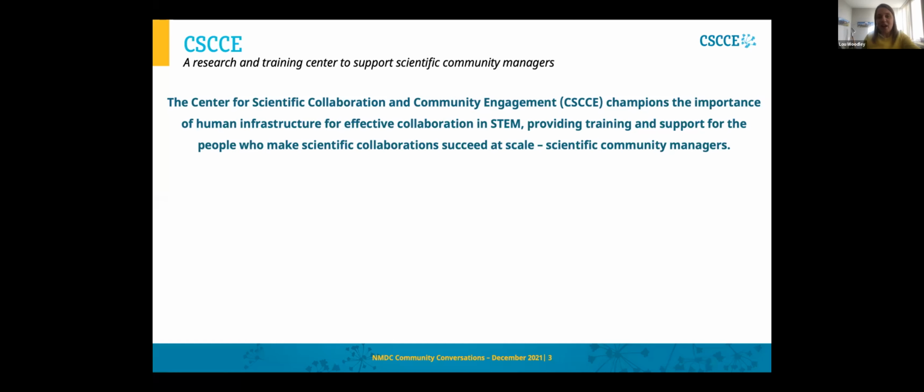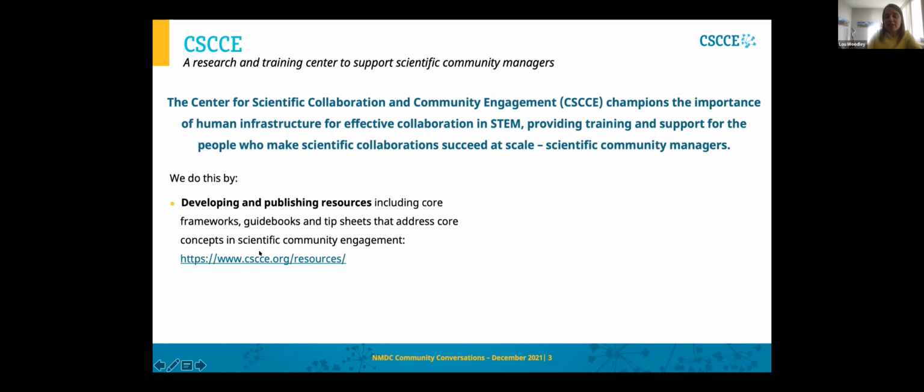And to date, there hasn't been much professional development training available for folks in these roles. And so that's really why we exist. And so we provide support in a number of different ways. So we do this by developing and publishing resources, including core frameworks, guidebooks, and tip sheets. So we're going to look at 2 of those guidebooks today. And the links to those are in the virtual notes docs as well. So if you haven't yet seen those, they're freely available to download from our Zenodo repository.